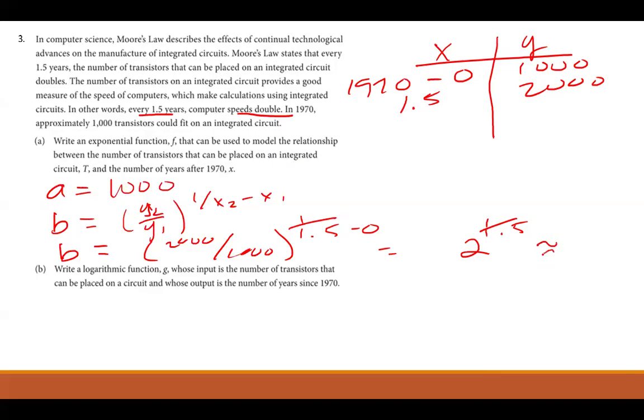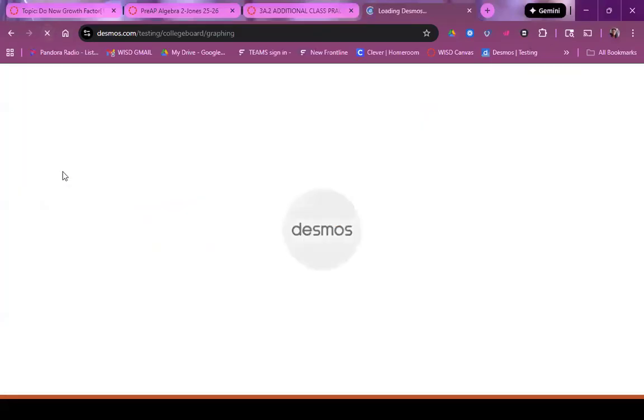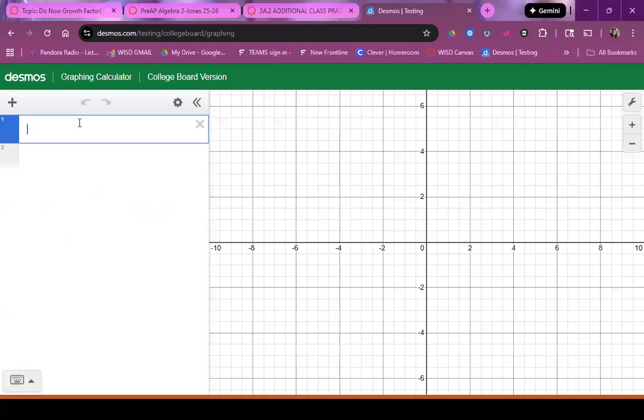And now all that's left is to plug that into the calculator to get an approximate value, okay? So I'm going to go back to my calculator, and I'm going to type in 2 to the 1 divided by 1.5. And I get that my B value is approximately 1.587.